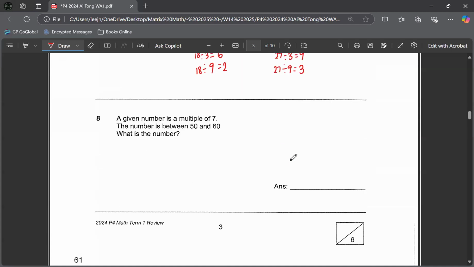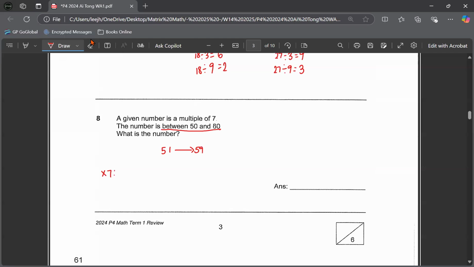Question number 8. A given number is a multiple of 7. The number is between 50 and 60, which means the number I'm looking at is 51 to 59. Okay, so if you know your multiples very well, for multiples of 7, you will know exactly which number already.